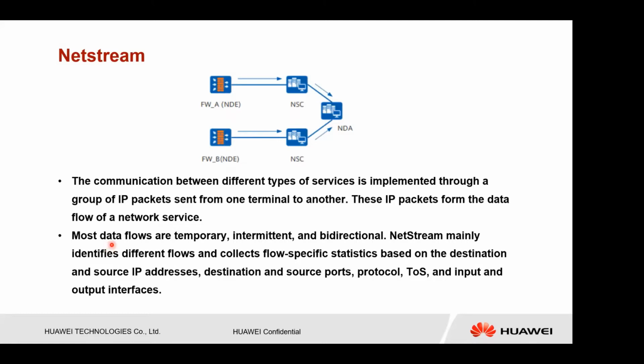Netstream mainly identifies the different flows and collects flow-specific statistics based on the destination IP address, the source IP address, and also based on the destination and source port, the protocol, the TOS (type of service), and also the input and output interface.